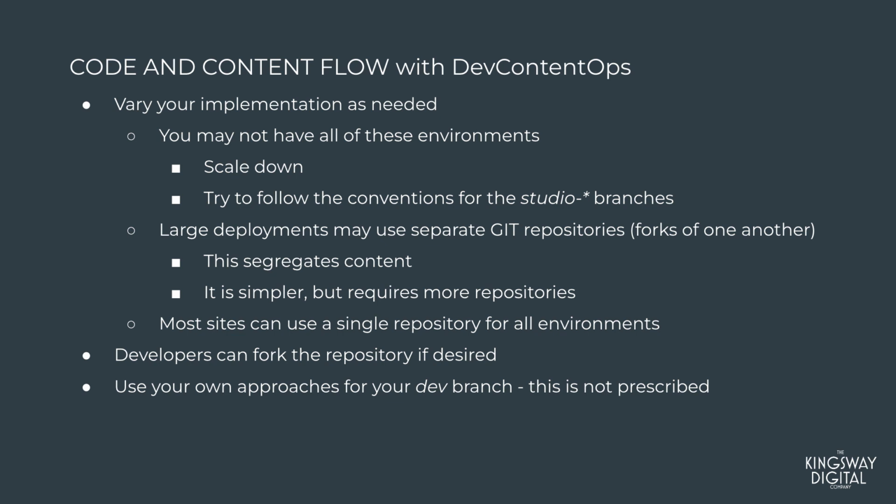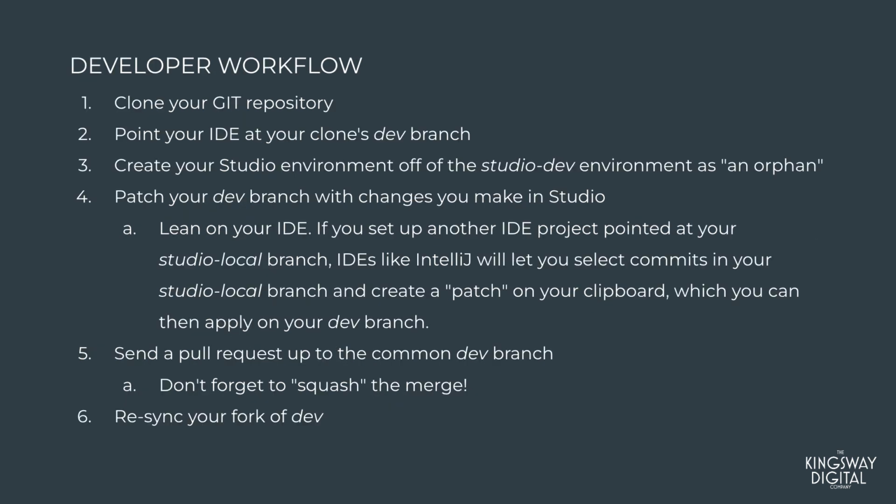So how does a developer get set up with a system? It's pretty straightforward. You'll clone your local dev repository, point your development environment at the clone that you've just created, and then you'll create a studio environment off of that studio dev branch as an orphan. And that's this step here, right? So where we're actually creating the new studio environment as an orphan.